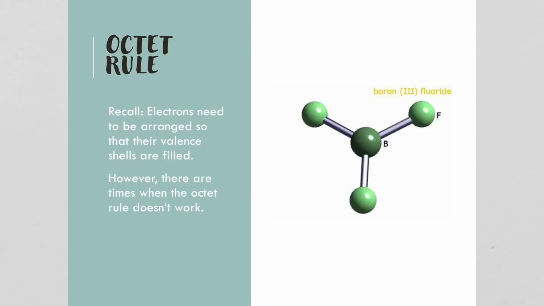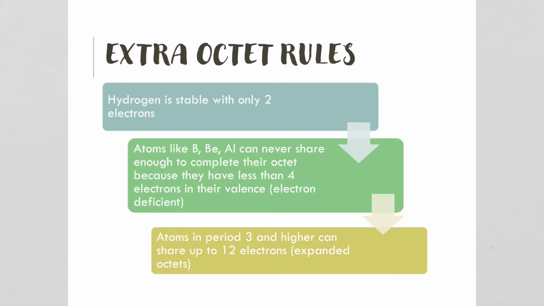shells are filled. But there are some times when the octet rule won't work because of where certain elements are found on the periodic table. So we'll go over some of those exceptions right now. So here are some extra octet rules. So hydrogen is stable with only 2 electrons. We talked about that already because hydrogen is in period 1. It can only have a maximum of 2 electrons in the first valence shell.